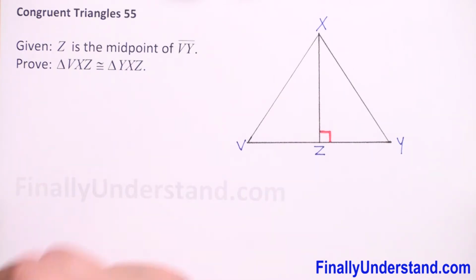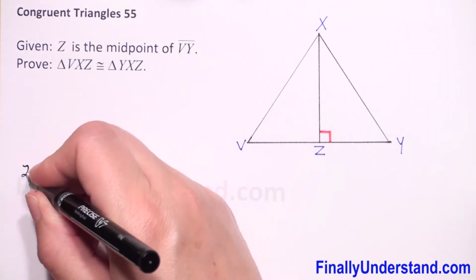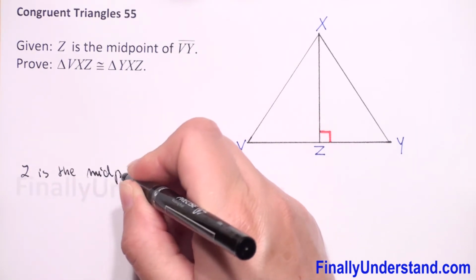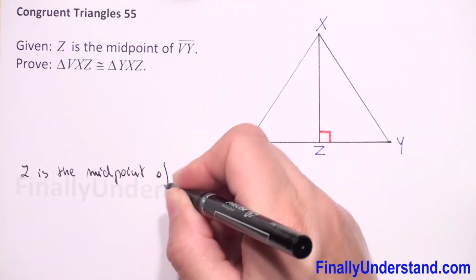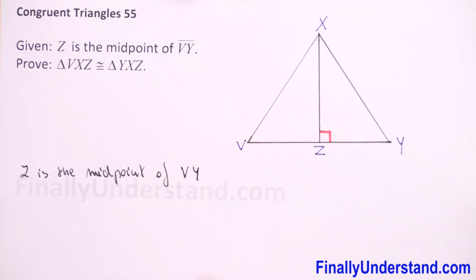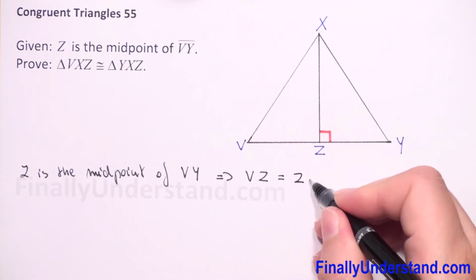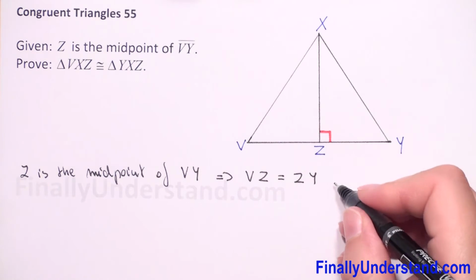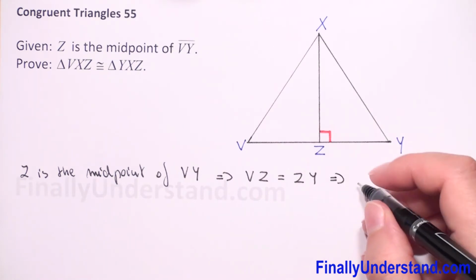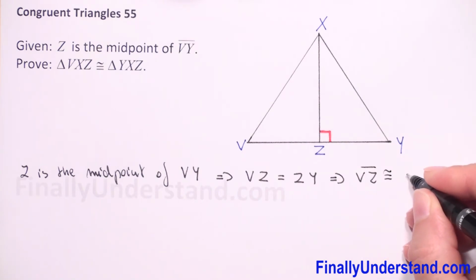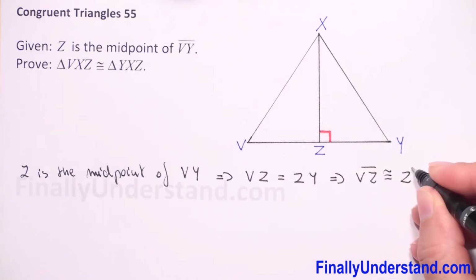Let me write from the beginning. We have given that Z is the midpoint of VY. It means that VZ is equal to ZY. So we can write more that segment VZ is congruent to segment ZY.